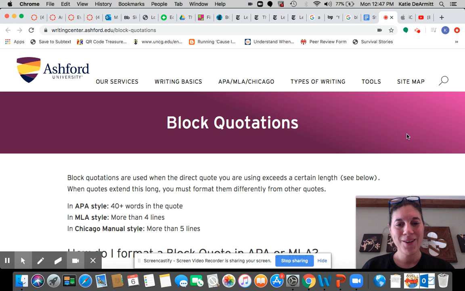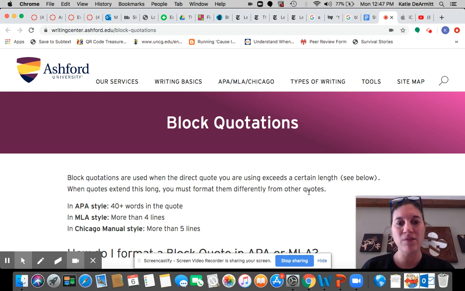We're going to spend some time talking about evidence and how we incorporate evidence into our essays. Specifically, we're going to look at the idea of block quotations. The page that you're seeing on my screen right now, you also have the link to in Canvas, but I really like this because it gives us a very good rundown of what a block quote is.